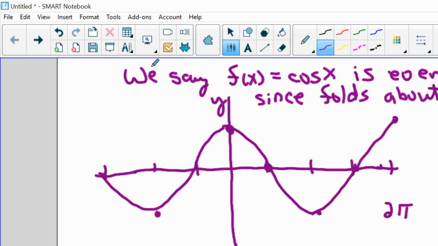Now, in algebra, this whole even and odd business was not necessarily helpful. It always seemed like a little bit of busy work. But you got to know even and odd is a big deal, because in trig, it turns out cosine and secant are even. The other 4 are odd. Now, let me quickly explain secant. Flip it over, flip it over, flip it over. You see it still folds about the y-axis.